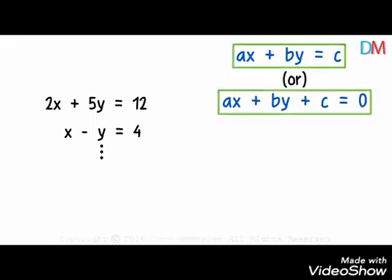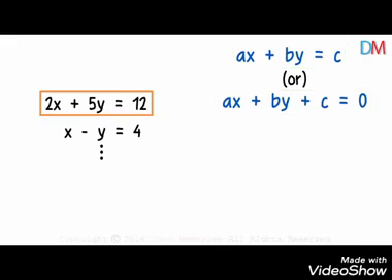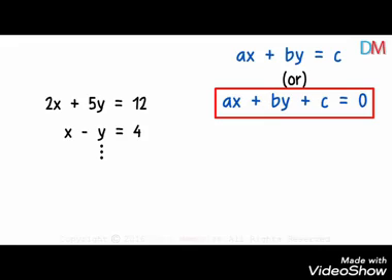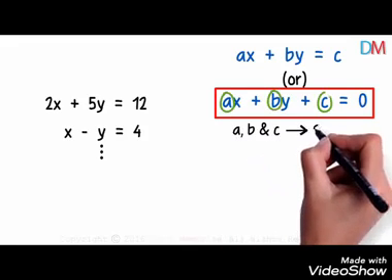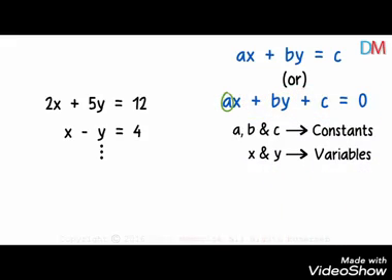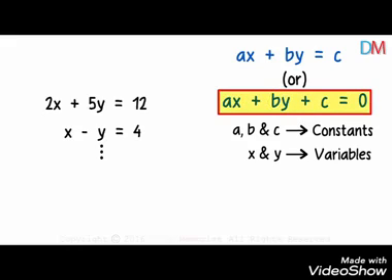Both are correct. For example, the first equation can also be written as 2x plus 5y minus 12 equals 0. For this video and the future ones in this topic, we will assume the second one to be the general equation for linear equations in two variables: ax plus by plus c equals 0. a, b and c are constants, while x and y are variables. a is the coefficient of x and b is the coefficient of y. This is the general form we will consider.